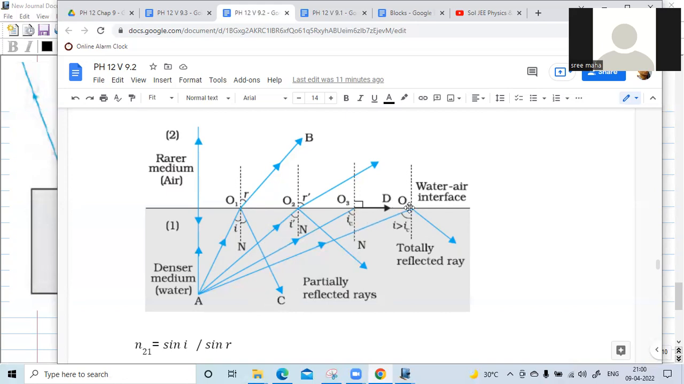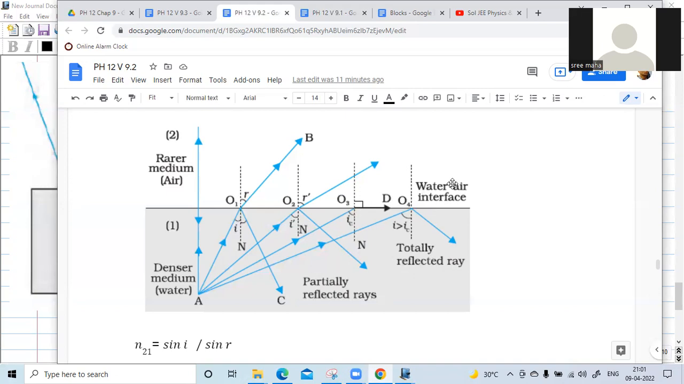But if it is total internal reflection, then all the light will get reflected. That's why it's called total reflection. Total internal reflection. Total in the sense that all the incident light is getting reflected. Refraction is zero.